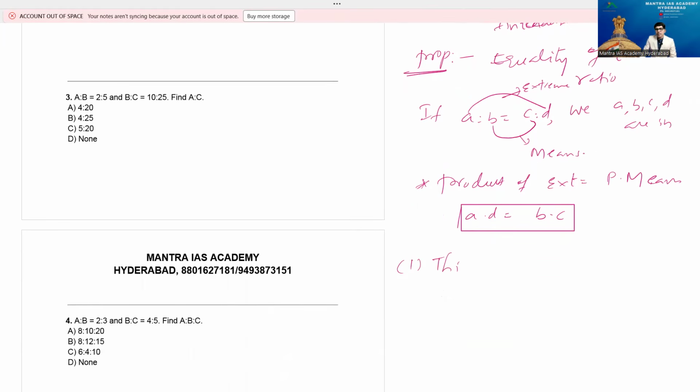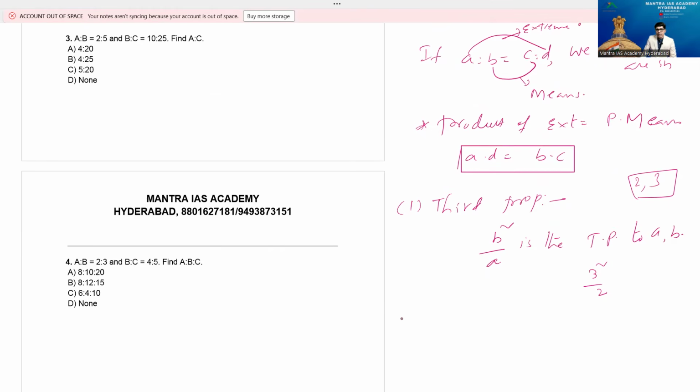First, the third proportional. B square by A is the third proportional to A comma B. For example, two numbers are given, 2 and 3. What's the third proportional of these? You say 3 square by 2. This is the third proportional.